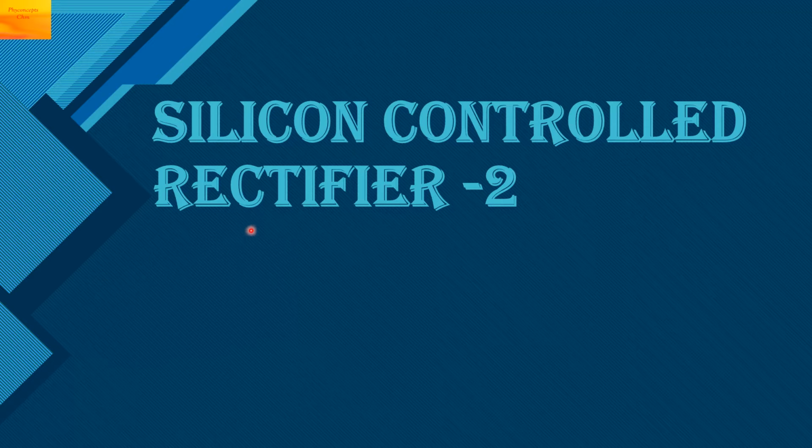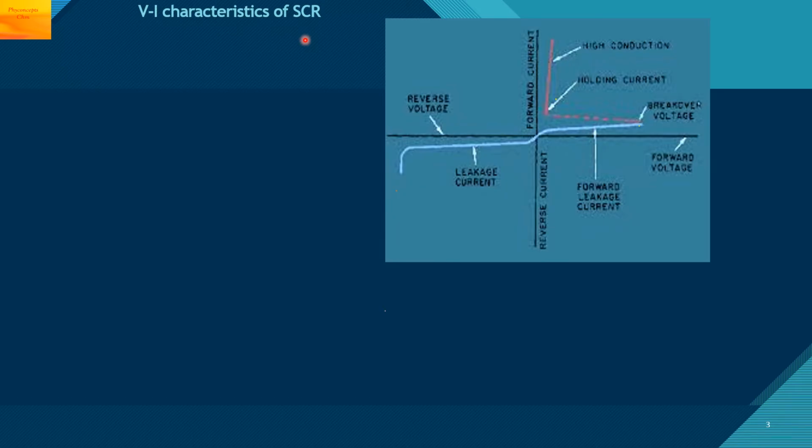This is the second part of the silicon controlled rectifier series. We are going to study here the VI characteristics of SCR. This is the VI characteristics graph. First we will see the forward characteristics.